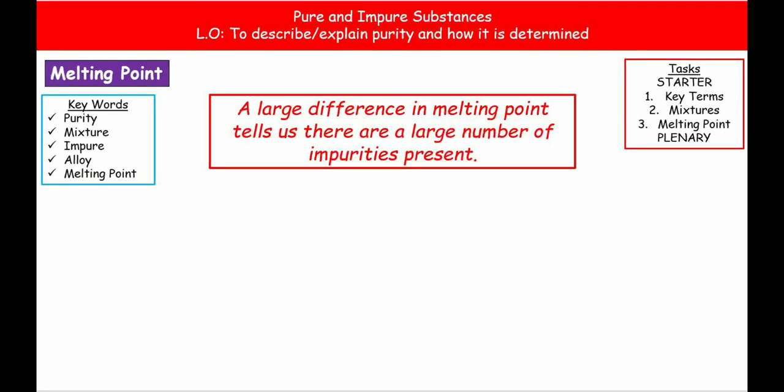Hopefully what we've written down is that if we've got a large difference in melting point, then we've got a lot of impurities present. So the larger the difference in that melting point to what we'd expect it to be, the greater the amount of other substances that are present, so the greater the amount of impurities present. Make sure you give yourself a tick if you got it right. If not, then jot down the correct answer for me.